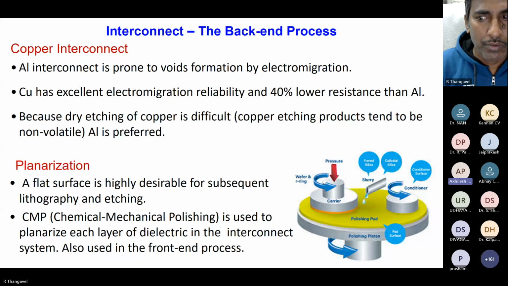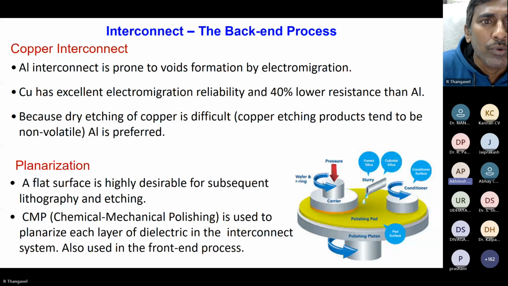Now, interconnects: various interconnects in the front-end and back-end process. With copper and aluminum interconnects, aluminum is prone to void formation by electromigration. Copper has excellent electromigration reliability and 40% lower resistance than aluminum. But because dry etching of copper is difficult, sometimes aluminum is preferred.